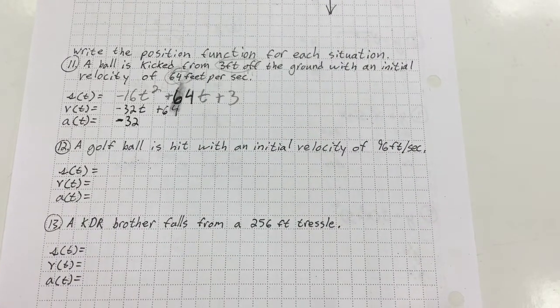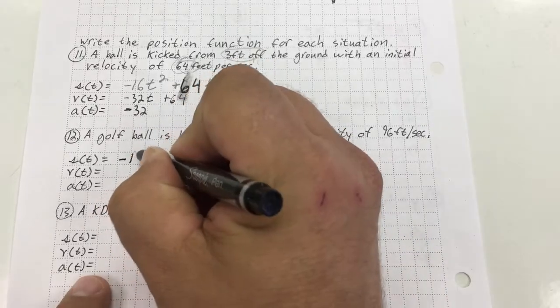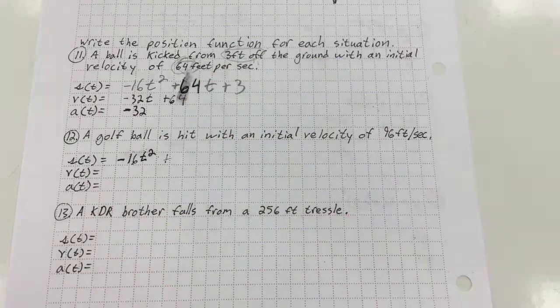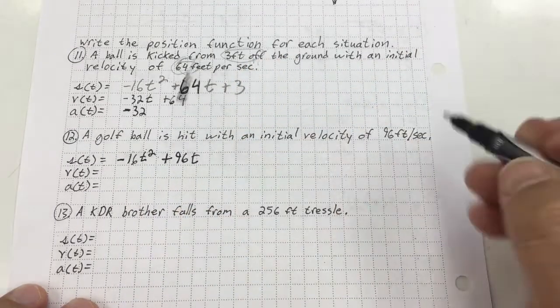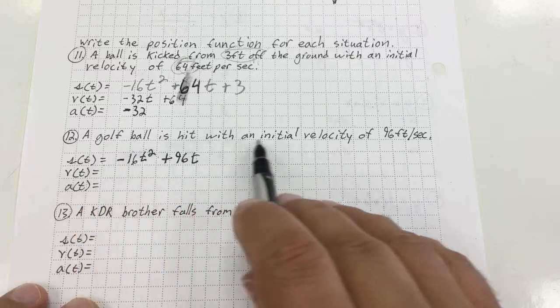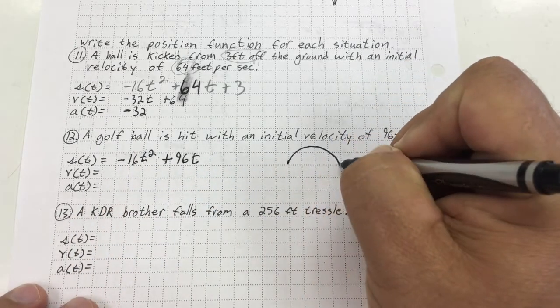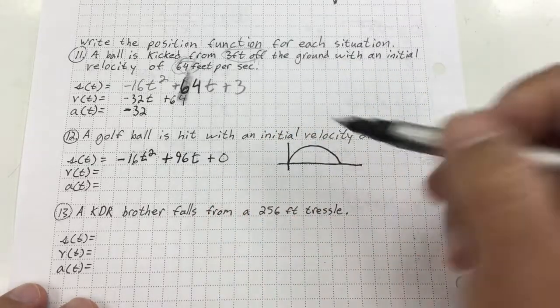A golf ball is hit with an initial velocity of 96 feet per second. The original position function is going to start at negative 16 t squared. Now, it gives me the initial velocity, so it's plus 96 t. And now, it tells me it's hit off the ground, so the picture is going to look like this. It's hit off the ground at 0, 0. So this is going to be plus 0, but we don't need to put that there for the initial height.